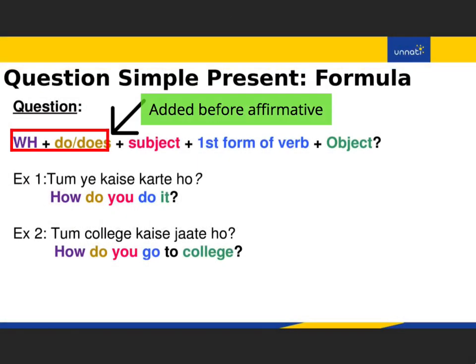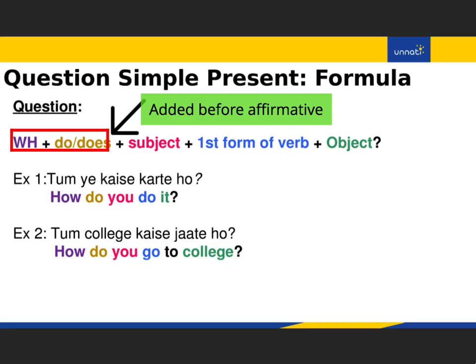So now we are going to look at how to construct a question in simple present tense. So let us look at the formula. It has first the WH word, then the do or does, plus the subject, plus the first form of verb, plus the object.